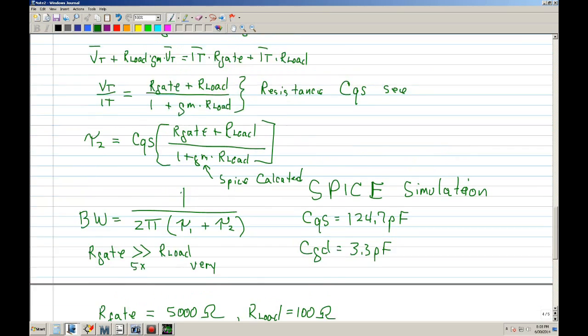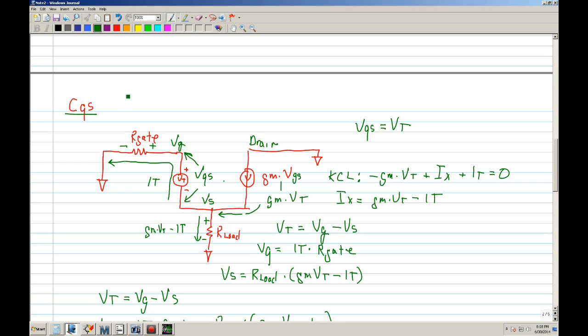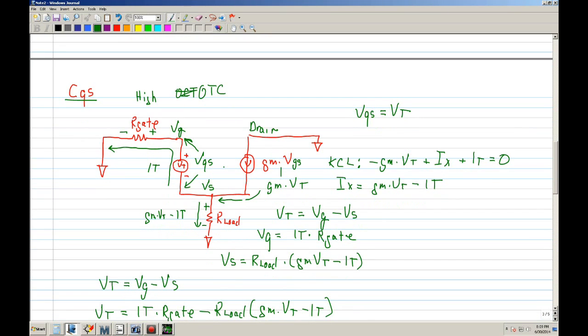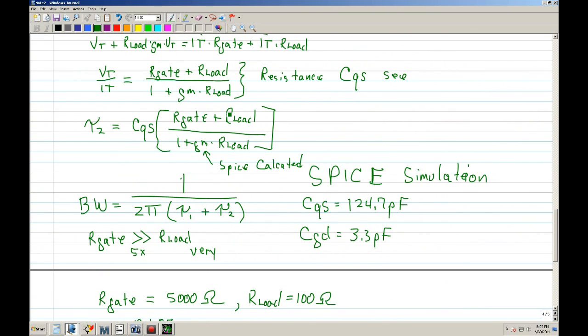Now, this technique was developed for ICs, and typically a common drain would be connected, let's say, to a common source, and this gate resistance would be very, very high. So in those cases, the open time constant would be a very, very good way of analyzing the frequency response. Anyway, if you have questions, email me.